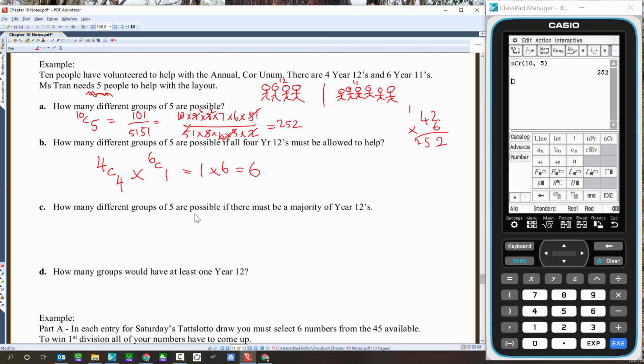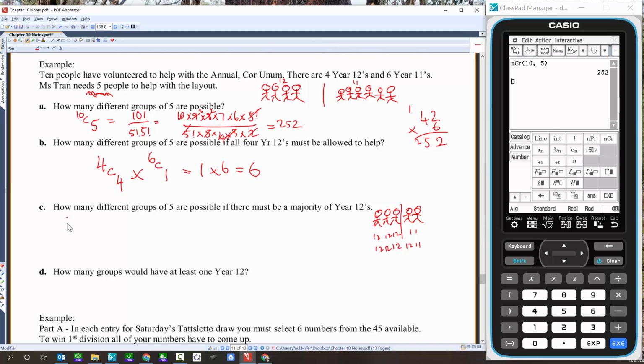All right, how many different groups of 5 are possible if there must be a majority of Year 12s? Again, I find it easier to imagine this with people. So we've got groups of 5, and one of them would be a 12, a 12, a 12, an 11, an 11. That's majority Year 12s. We could get a 12, a 12, a 12, a 12, and an 11 as well. So that's 4 Year 12s. We can't get 5 Year 12s because there's only 4 of them. And if we get 2 Year 12s, that means there must be 3 Year 11s and the Year 12s don't have a majority. So these are the two conditions we're after.